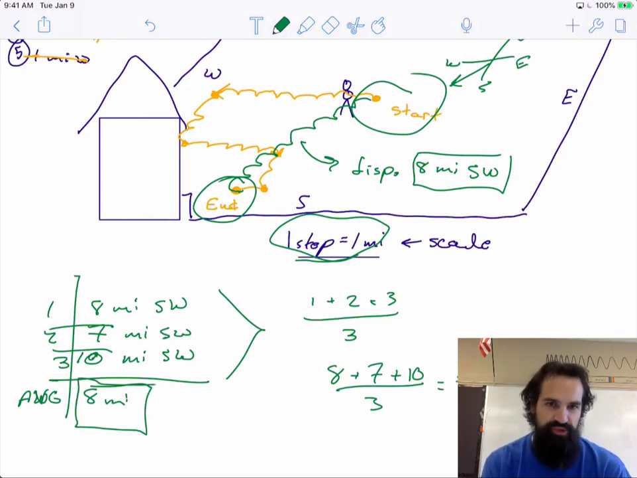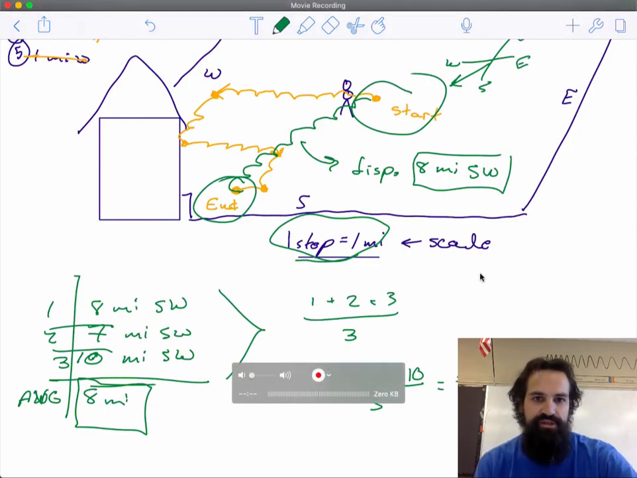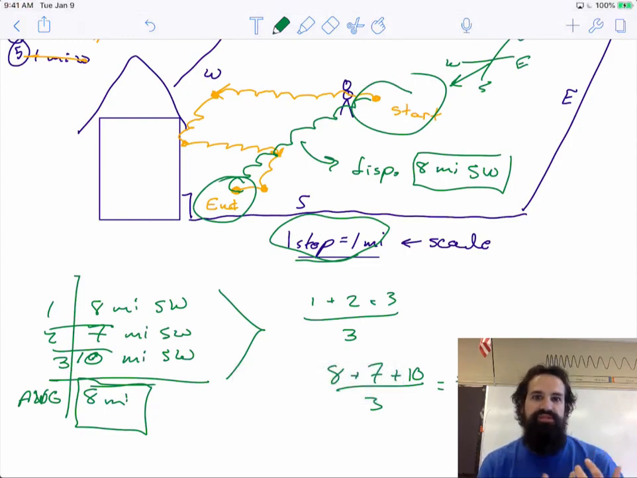I hope that helps with knowing what you need to do for this, and let me know if you have any questions. But to wrap it up one last time, you find 3 different displacements by walking from start to finish after following your steps in different random orders, and then you average them.